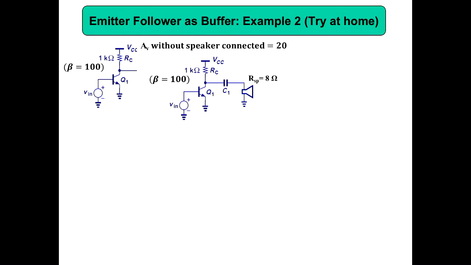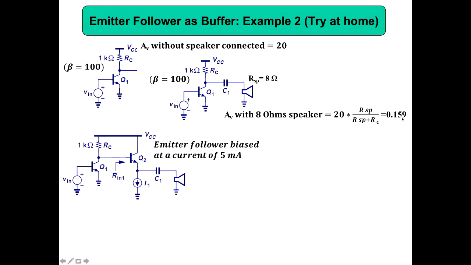So this is for you to try at home. Emitter follower as a buffer, example two, try at home. This is a simple amplifier, 1 kilo ohm, beta equal to 100, and AV without speaker connected is 20. This is a speaker with 8 ohms. My question is, AV with the 8 ohm speaker, your gain is reduced to 0.159. Then you have to design an emitter follower biased at a current of maybe 5 milliamps, we have taken 5 milliamps IC current.